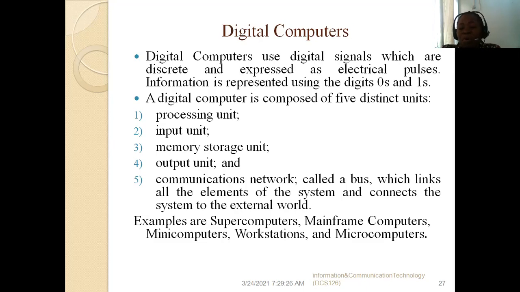A digital computer is composed of 5 distinct units, which are the processing unit, the input unit, the memory storage unit, the output unit, and a communications network called a bus, which links all the elements of the system and connects the system to the external world. Examples of digital computers are supercomputers, which we've just discussed, mainframe computers, mini computers, workstations, and microcomputers. So basically all the different classifications of computers that we discussed are all digital computers.